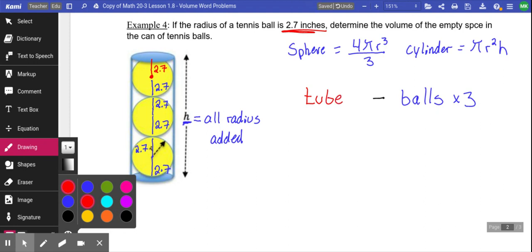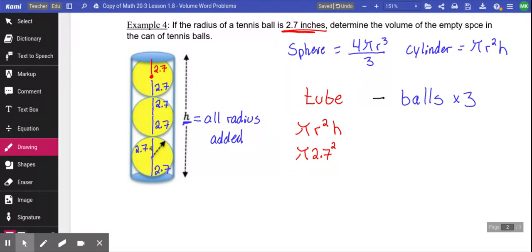We'll start off with that big cylinder. So the formula is pi r squared h. We knew that r was 2.7. We didn't know what height was, so we talked about that. The height was all those radiuses added up. So when you came over here and you added all those radiuses, you should have got a height of 16.2. Right, that's adding all those radiuses.